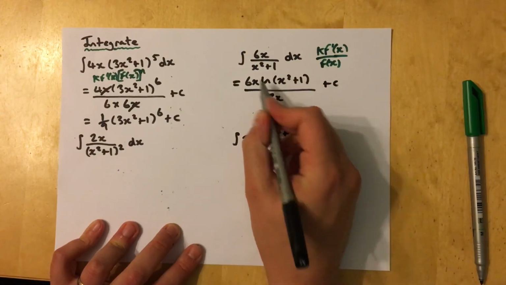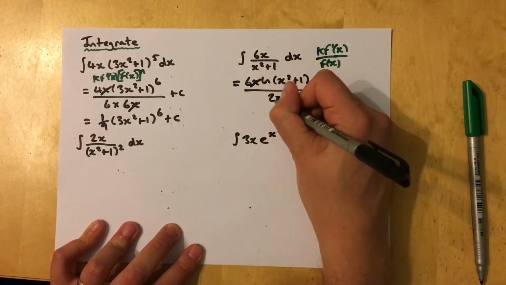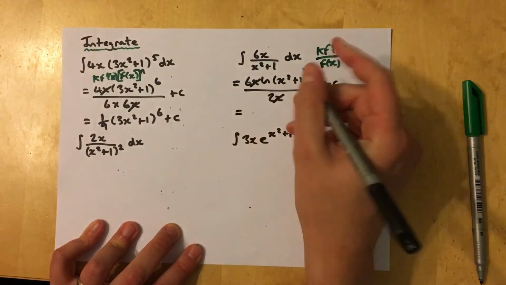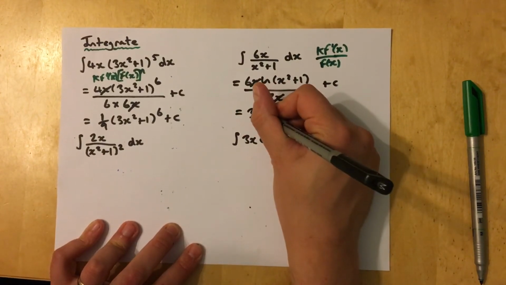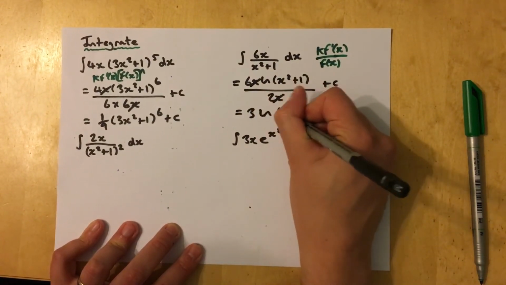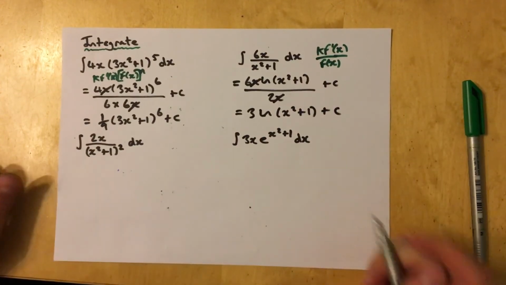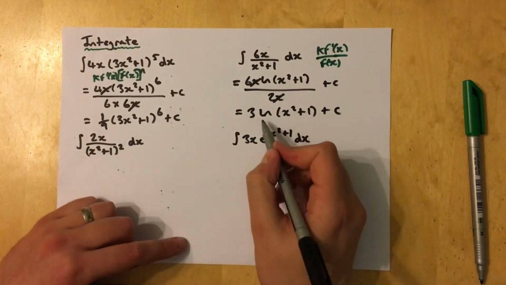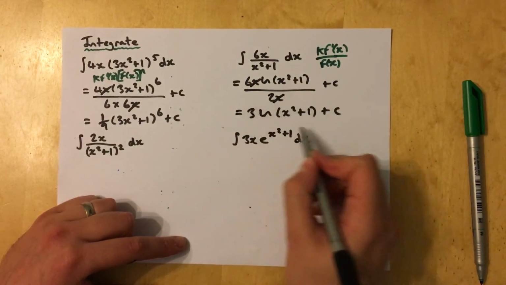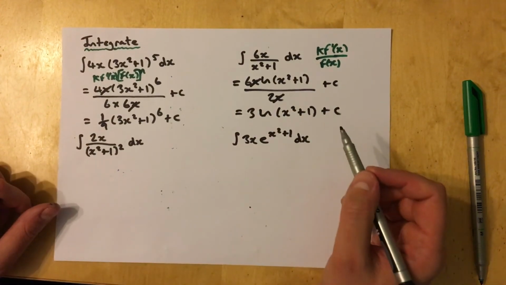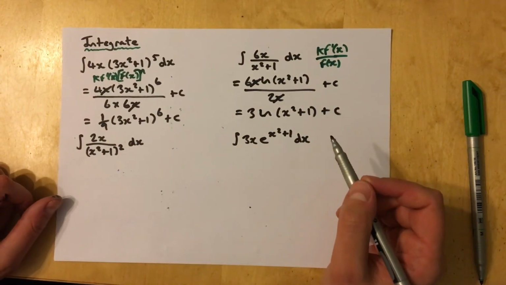Oh look, the question's telling me I'm on the right tracks because the x's are cancelling, and the 6 over 2 is just 3. So we have 3 ln x squared plus 1 plus c. Again, this is something I could differentiate using the chain rule to check my answer, so it's looking good. I've probably done the right thing.